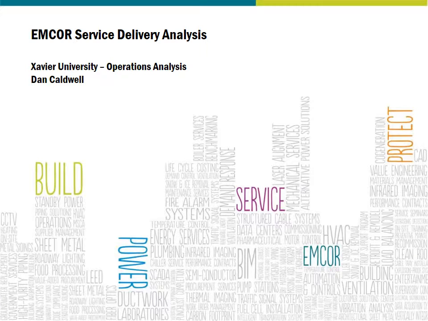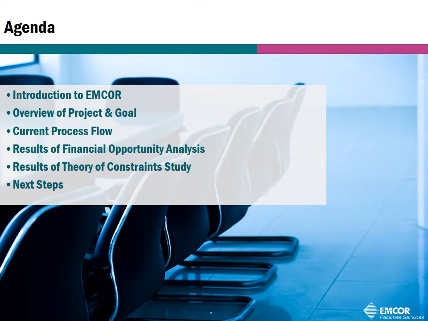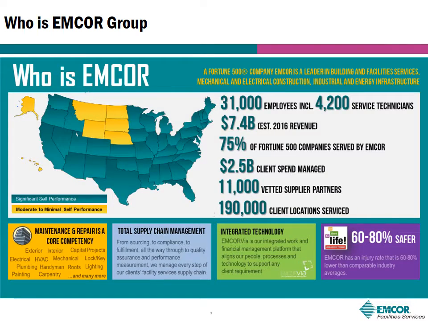Today we're going to be taking a look at the findings from the EMCOR Service Delivery Analysis for the final project for the Operations Analysis course. Quick agenda for today is an introduction to who EMCOR is, an overview of the project and the goals, a look at the current process flow, a review of the results of the financial analysis, and a look at the application of the theory of constraints. And then we'll also present the next steps that EMCOR should look at to apply the findings of the report. So who is EMCOR?